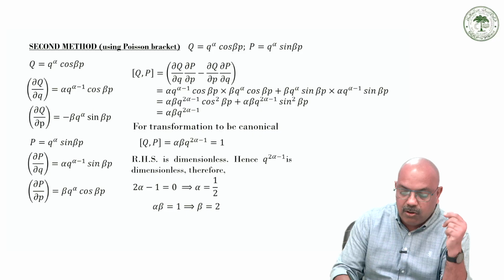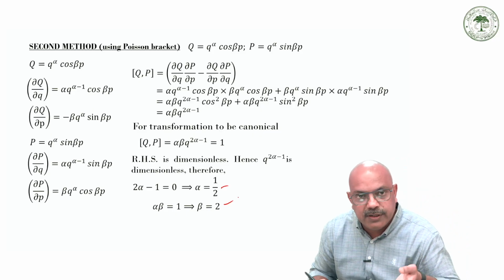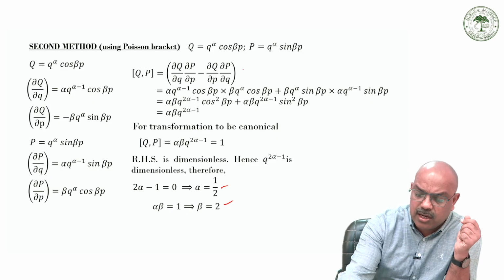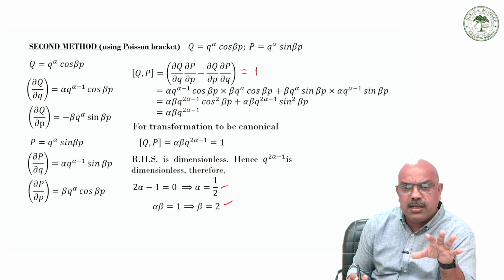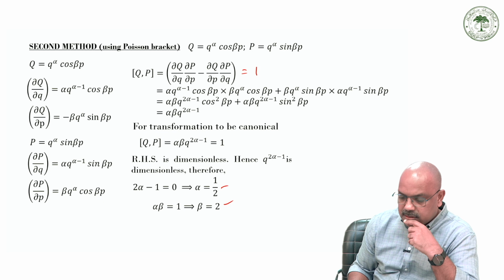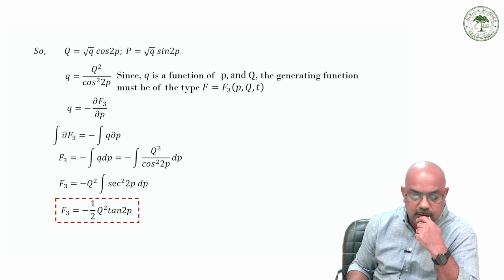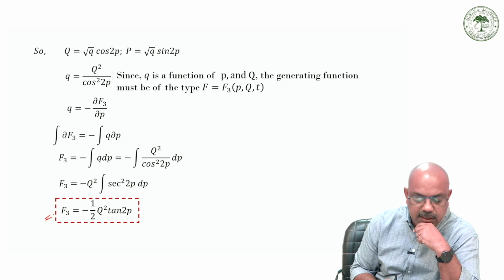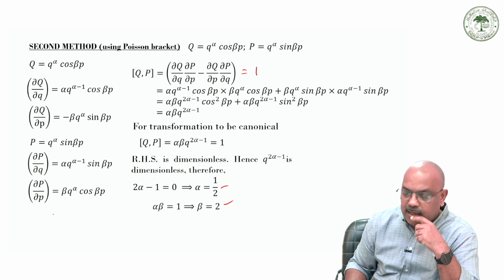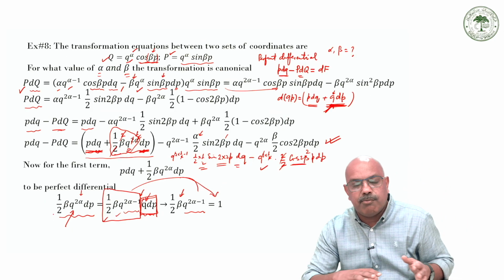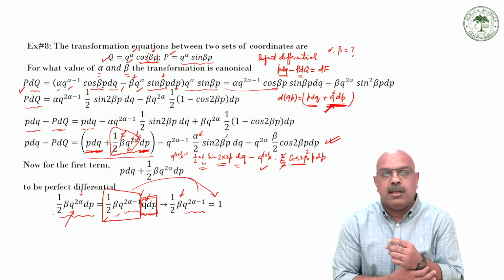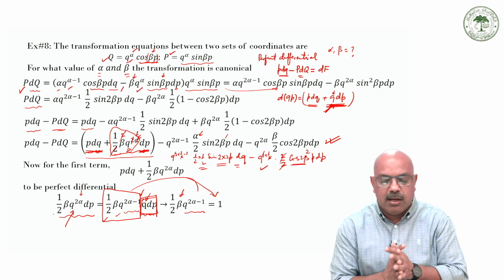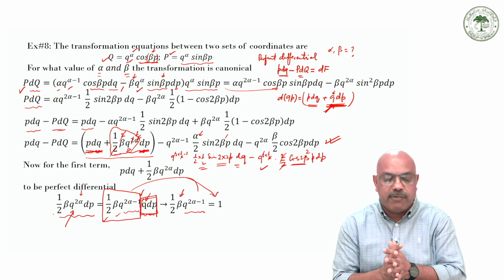Okay, so from the second method also you will get the answer. I have solved it here, and you can find it from this Poisson bracket method, that this should come out to be 1. So then you can demand that this is going to be 1, and then you can find the alpha and beta variables. Okay, and then similarly you can find out this differential. So I think I have worked out examples 6, 7, 8, and you can see the flavors of all sorts of transformation equations, and how to find the generating functions.